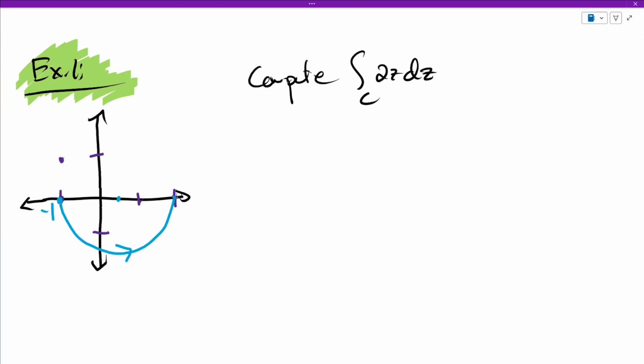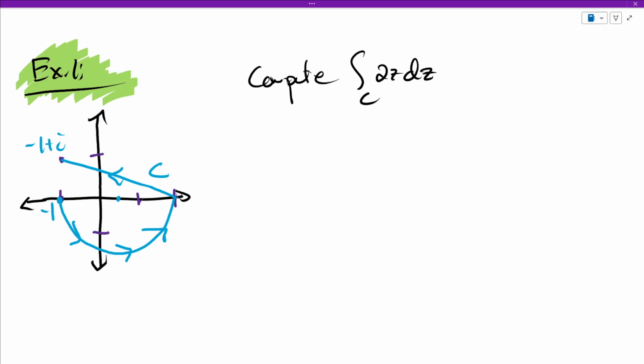And then we're going to go from this point 2 to -1 plus I here. So we're going this way around it. And that's the contour integral we want to do. So we could do this. This is not necessarily hard.